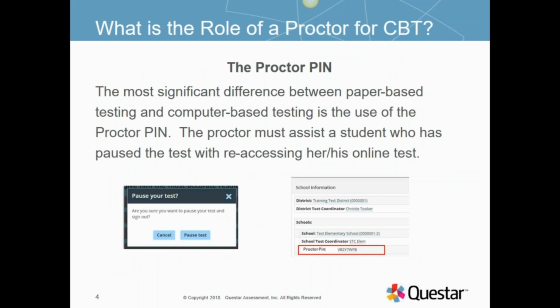We'll go over the proctor pin and the whole process in the coming bit, but I do want to point out that there are some things very specific with computer-based testing. It's called the proctor pin. This is the most significant difference between paper-based testing and computer-based testing. The proctor must assist a student who has paused the test with accessing his or her online test with the proctor pin. This is secure material.